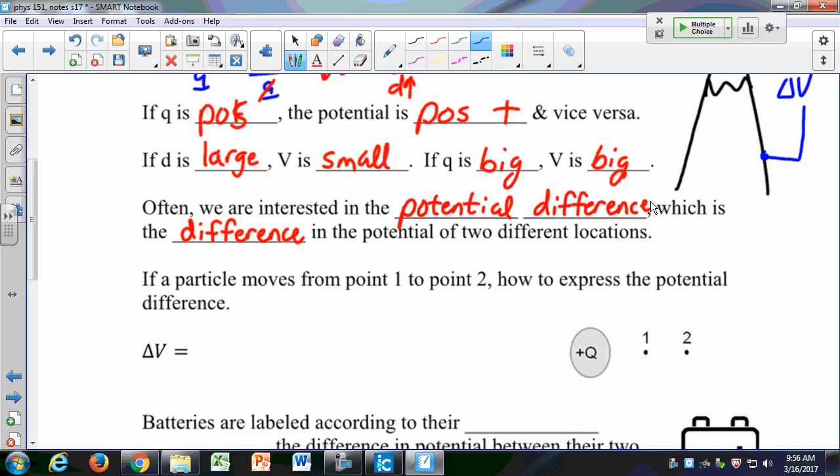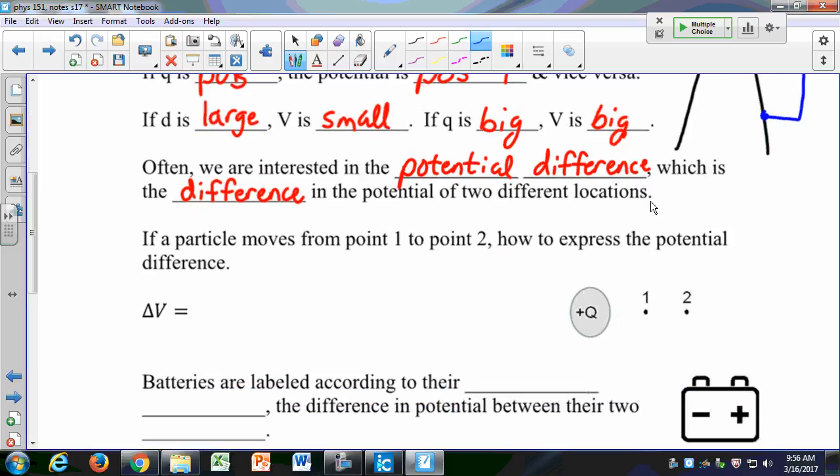So if a particle moves from point 1 to point 2, where say this is my initial point and this is my final point, then my delta V is equal to V final minus V initial, which is V2 minus V1. And we could calculate the actual values. Let's say that this is 4 volts.